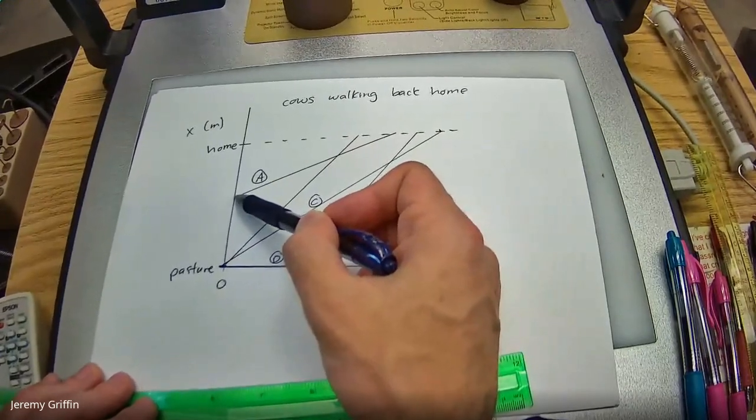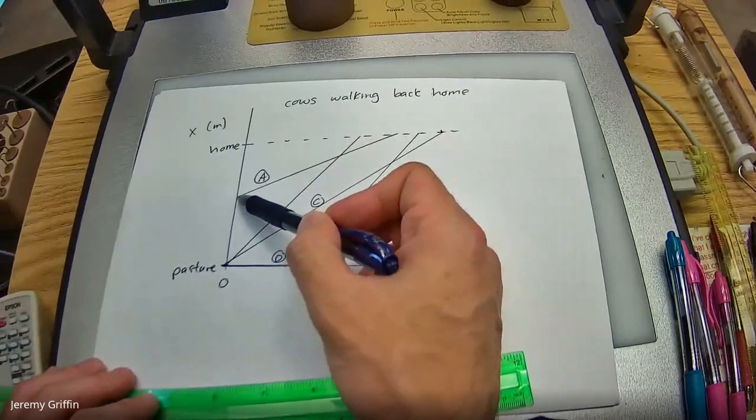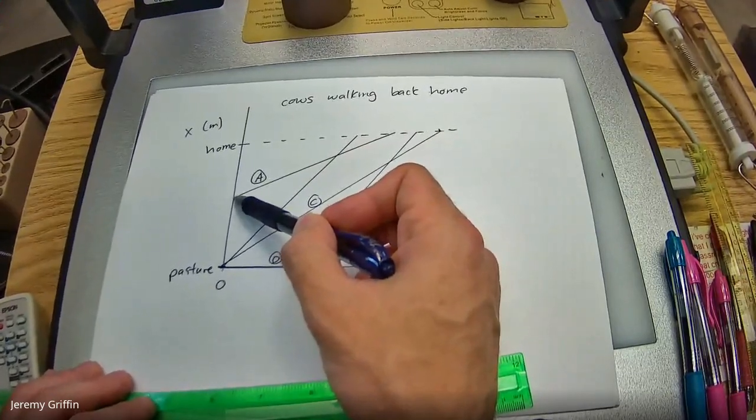Cow A was already like halfway home, even when the bell was right. Hey, cows, get home. Right? Cow A was already halfway home. You see that? Right?